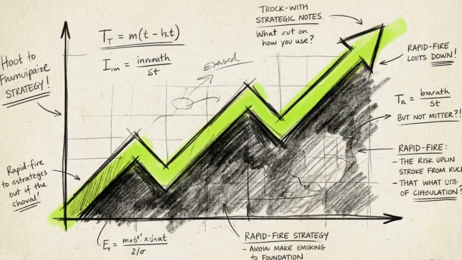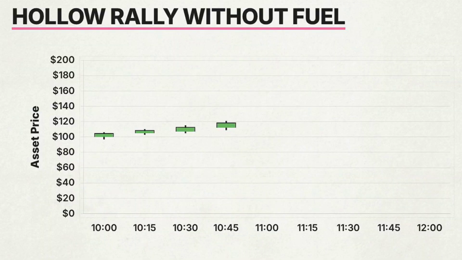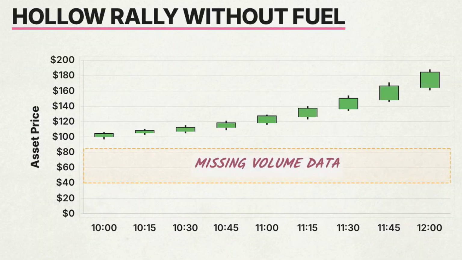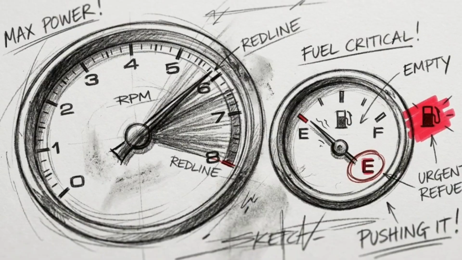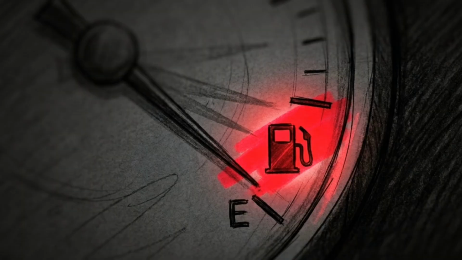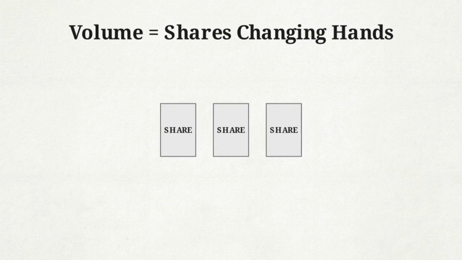Price action shows you where a stock is moving, but it cannot show you the level of conviction behind that move. A candlestick chart showing a sharp rally without volume data is like a sports car accelerating on fumes. There is no physical fuel to maintain that momentum. That fuel is measured by how many shares change hands.